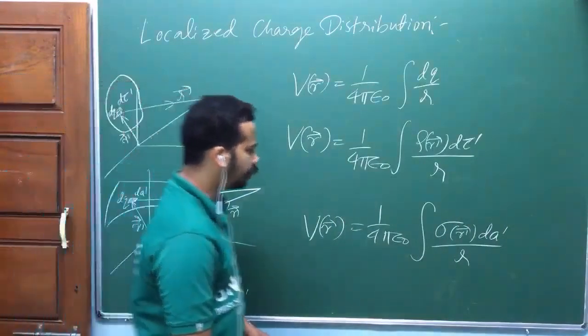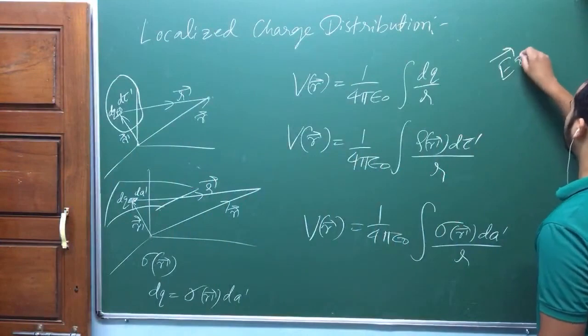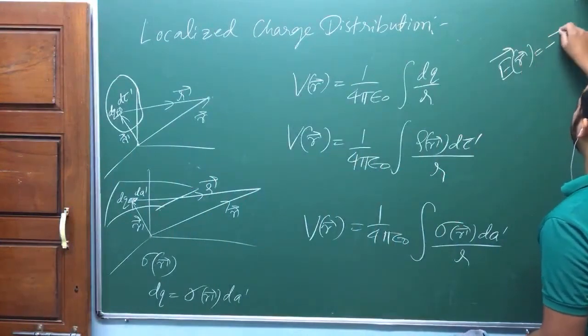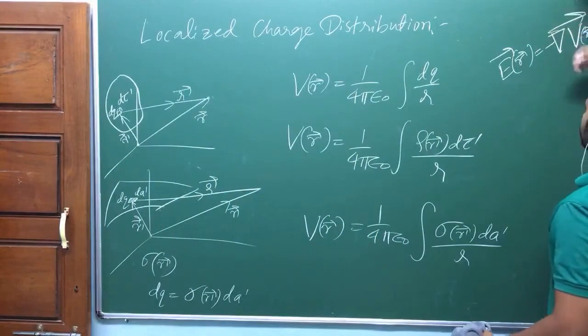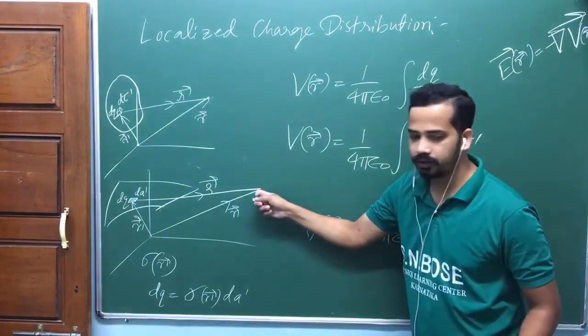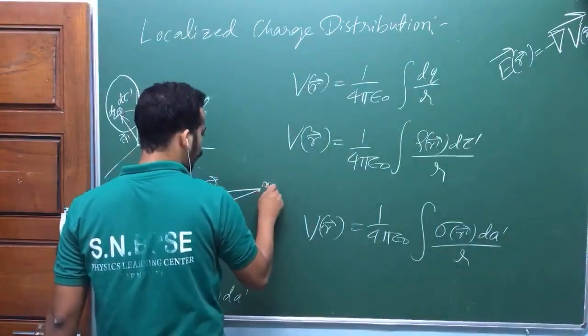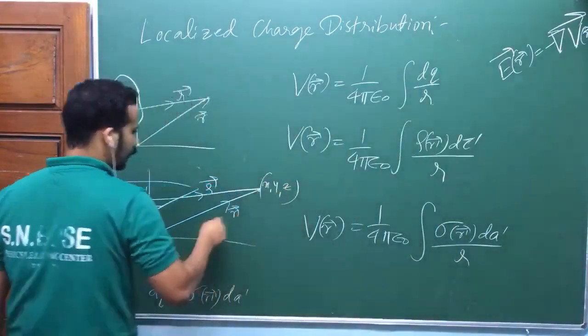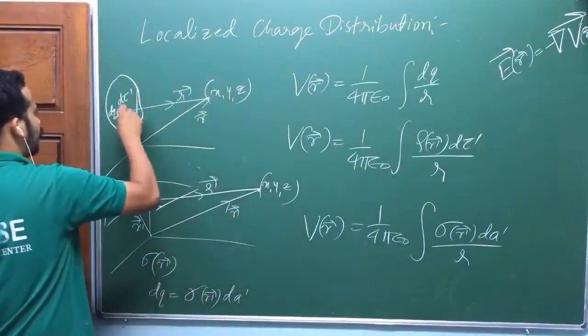Suppose after finding this potential, you want to find the electric field at r. What you do is take the negative gradient of V of r. Now this gradient, this derivative, is with respect to this variable. Find the difference: this is x, y, z, and this is x dash, y dash, z dash.